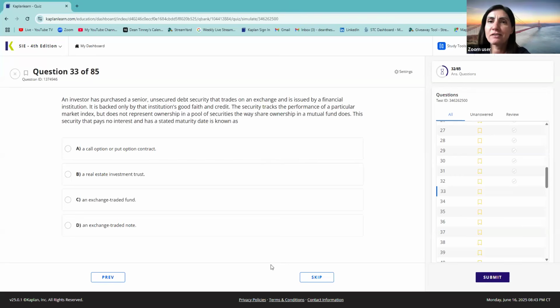Oh, I lost the track on this, the whole story. Yeah, it's got a long story. Very testable, though. What it's testing you on is being able to contrast the answer to this question with the other things, an ETF, a mutual fund, a call option or put option contract. So pays no interest and stated maturity date is known as.